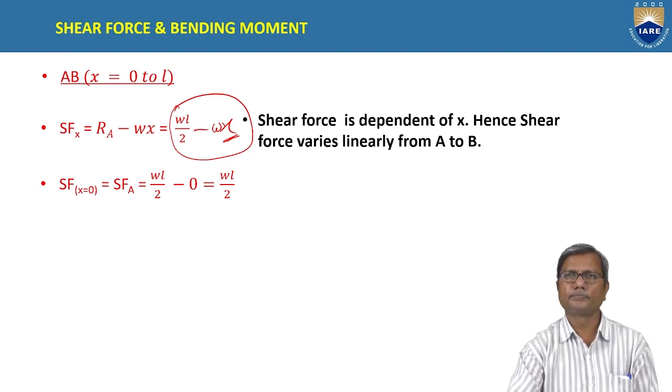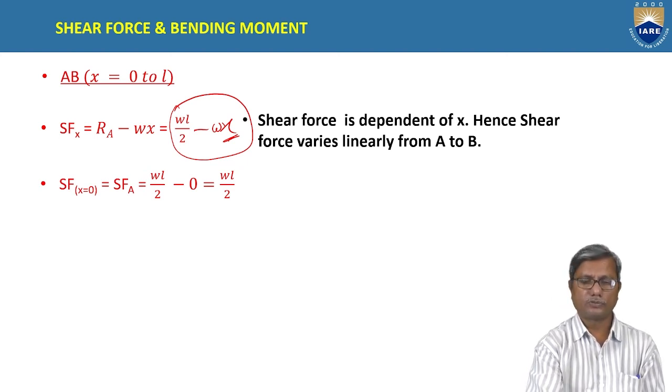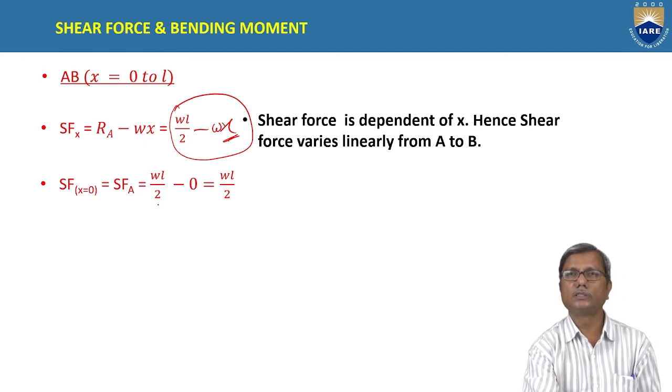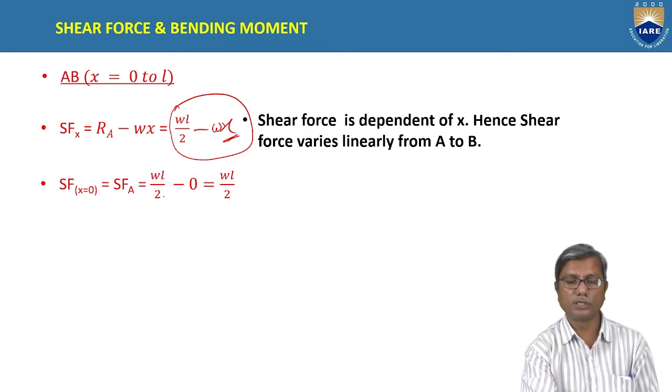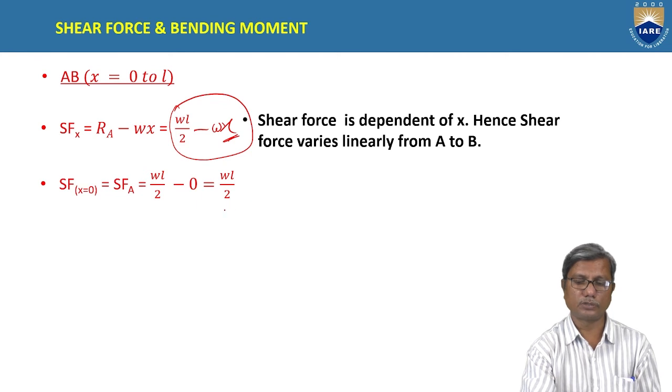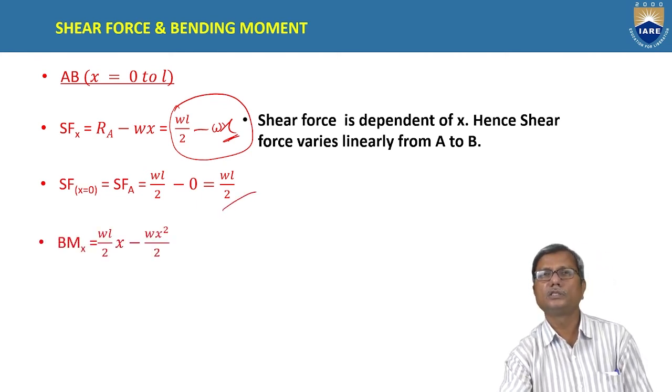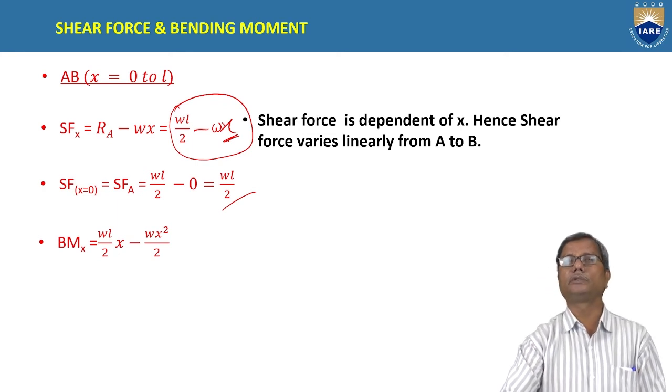It is clear? Yes. So shear force at X equal to 0, that is at X equal to 0 means section will be at A. So shear force at A is WL by 2 minus W into 0. Okay, that is 0. So it is WL by 2. Shear force at A is WL by 2.